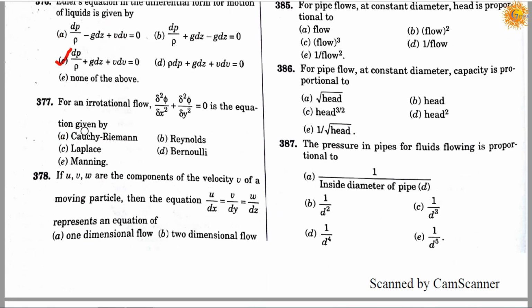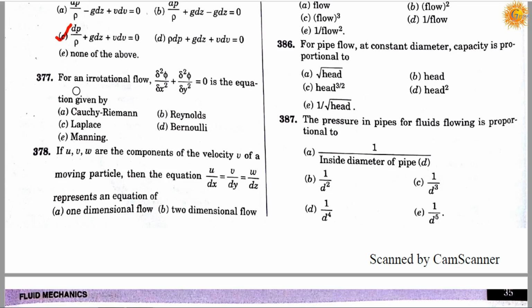Question number 377. For an irrotational flow, del squared phi upon del x squared plus del squared phi upon del y squared equal to 0 is the equation given by: option A, Cauchy-Riemann; option B, Reynolds; option C, Laplace; option D, Bernoulli's; option E, Manning. So correct answer is C. It's given by Laplace.